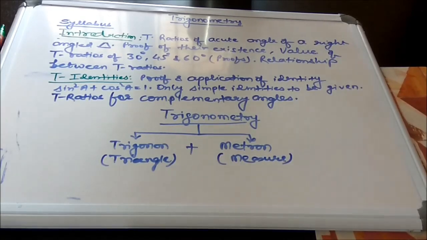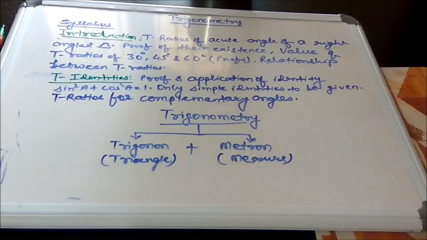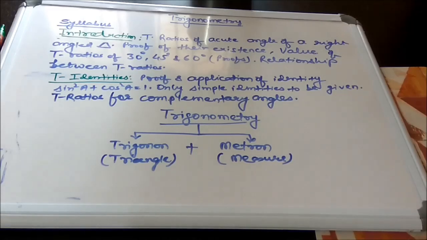But measurement in what sense? What will you measure in a triangle? Triangles you are all aware of. You have studied triangles earlier also. A triangle has three sides and three angles, which you are already aware of. So basically in trigonometry we will be studying the relationship between angles and sides of a triangle. Let us see what we will be studying.